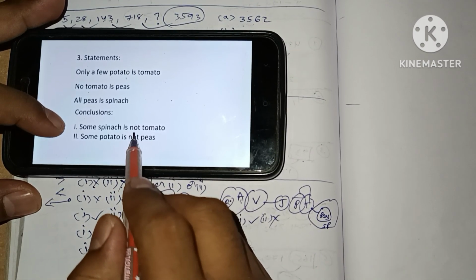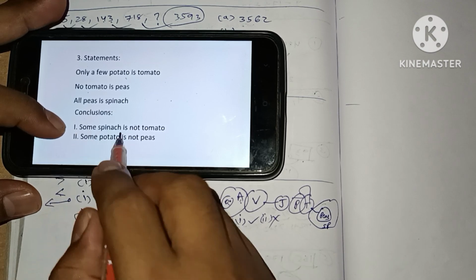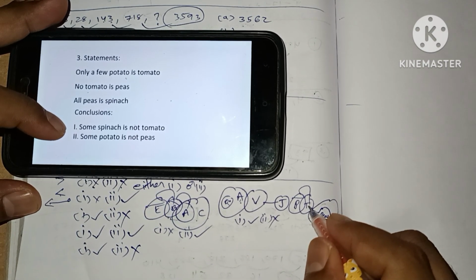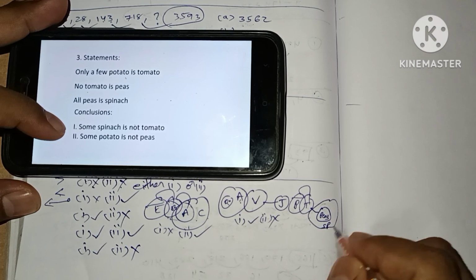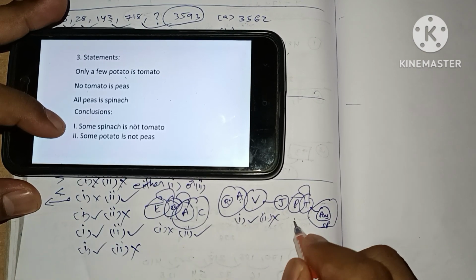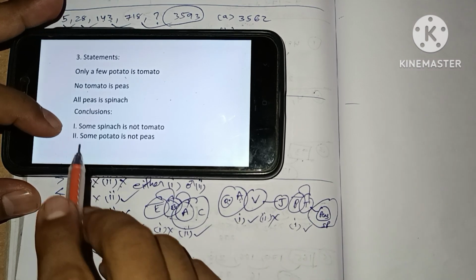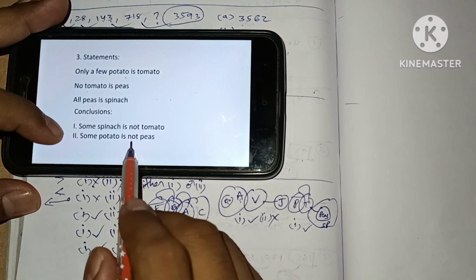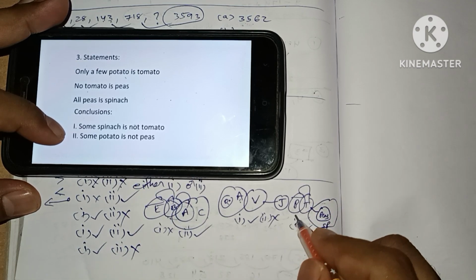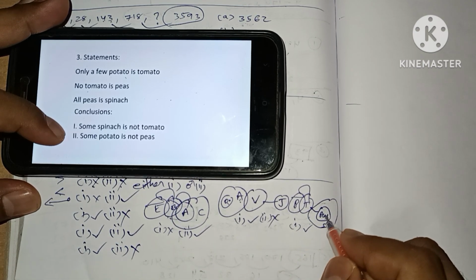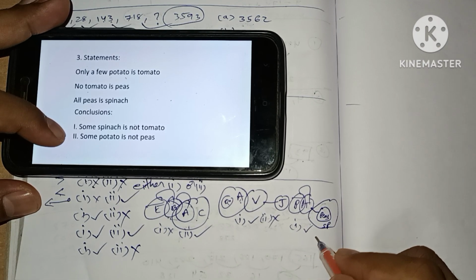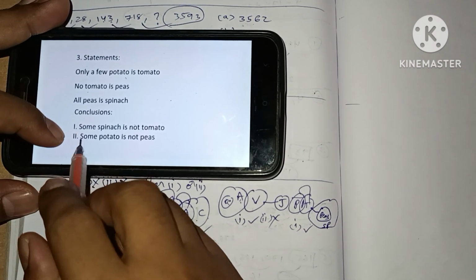We see "not" here, so we check whether all spinach can be tomato. All spinach can be placed inside tomato. It is not possible. If the all case is not possible, the some-not case will be true. So the first conclusion will be true. Second one: some potato is not peas. We see "not" here, so we check whether all potato can be peas. All potato can be placed inside peas. Is it possible? No, it is not possible because of sharing with the tomato. So the all case is not possible here, so the some-not case will be true.